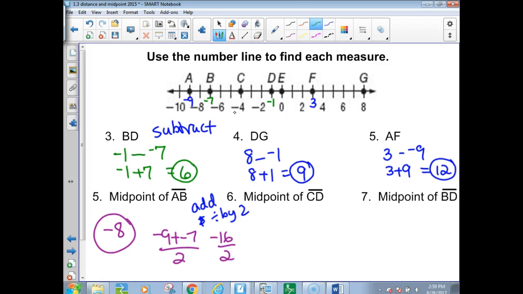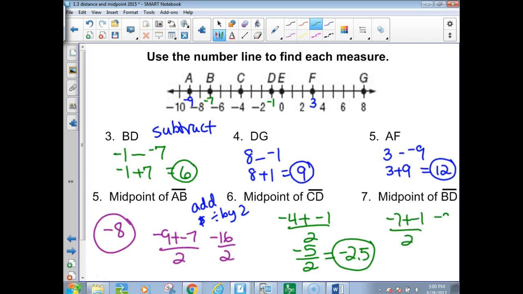Okay, C to D. C is at -4. D is at -1. So I'm going to add -4 and -1. I'm going to get -5, and then I have to cut that in half. So I'm going to get a decimal of negative 2.5. And last one, B to D. B and D have coordinates of negative 7 and negative 1. Add negative 7 and negative 1. That gives you negative 8. Divide that by 2. And we get negative 4.